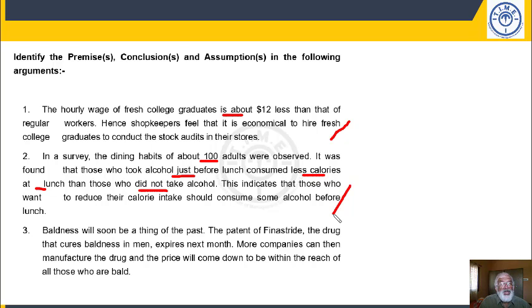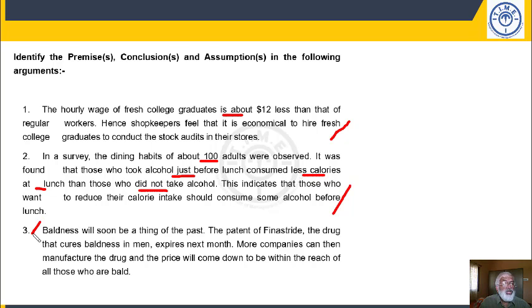That's your assumption there. Baldness will soon be a thing of the past. That's a conclusion. That means he believes that people are no longer going to be bald. So this is a conclusion. The patent of finasteride, the drug that cures baldness in men, expires next month. More companies can then manufacture the drug, and the price will come down to be within the reach of all those who are bald.